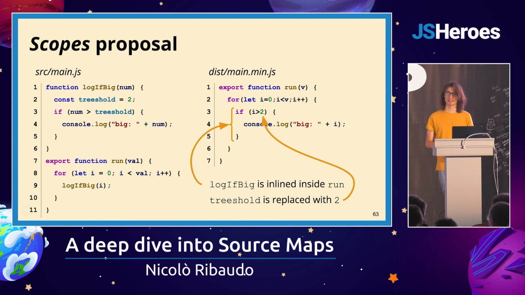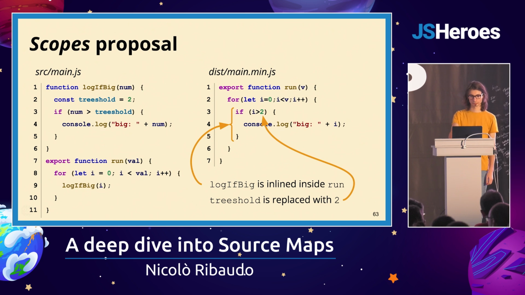You look at the stack trace and you see that the error is being thrown from the run function. So you go in your original code, you check the run function, and the console.log is not actually there. You would actually have to go look in the logIfBig function, except that the function doesn't exist anymore at all, so it cannot be present in the stack trace. And so with scopes, we're trying to solve these problems where we can say, look, this was originally a different function, or originally in this function there was this variable that doesn't exist anymore.